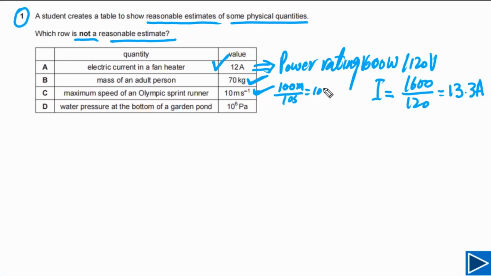So the speed is about 10 meters per second. So this is also a reasonable estimate. Now from here we can simply see that D is the right answer. So this is not possible. So let's try to understand why this is not possible.